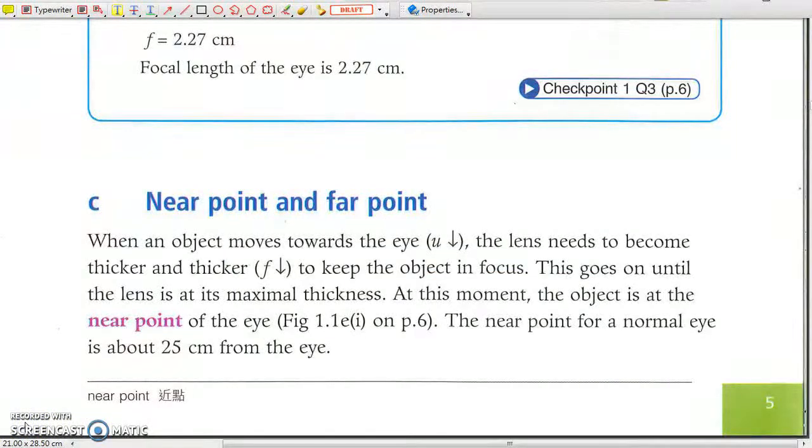C. Near point and far point. The normal eye of an average person can focus a distant object as well as a near object placed at 25 cm from the eye.